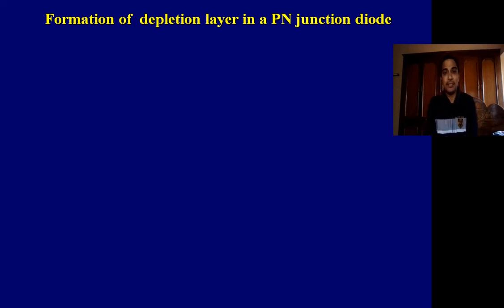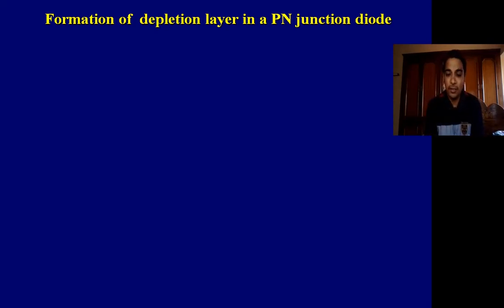In the last class, we concluded that if you use p-type and n-type semiconductors individually, there is not much application. But when we join these two and make a p-n junction diode, we can do some controlling of electricity.